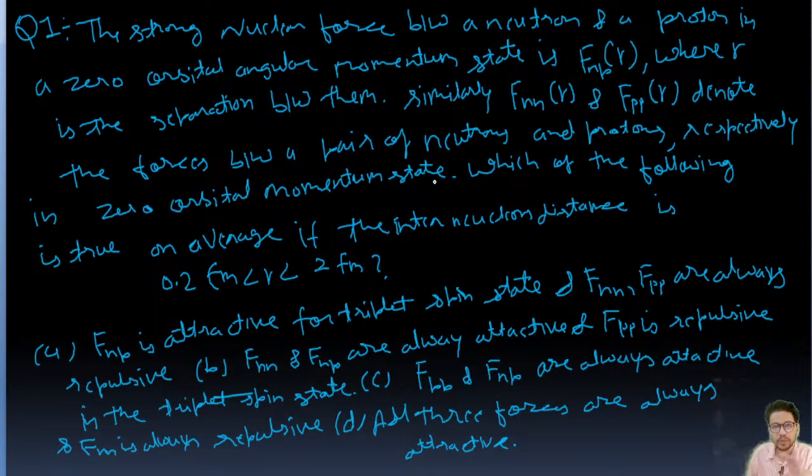Which of the following is correct? This you need to find out: which is true on average if the internuclear distance is between 0.2 fm to 2 fm. Very good question. So what do we know about nuclear forces? That's what I'm going to explain.